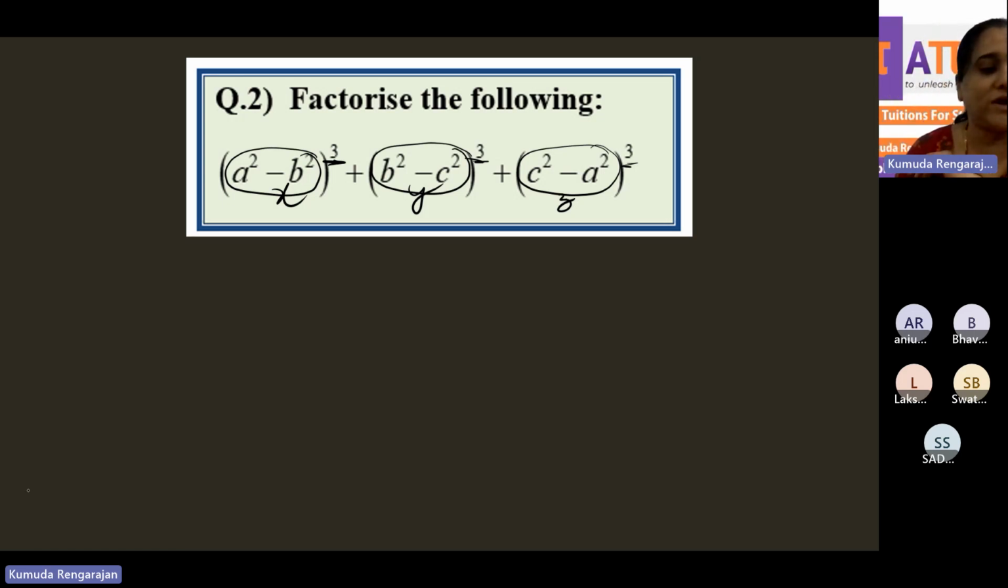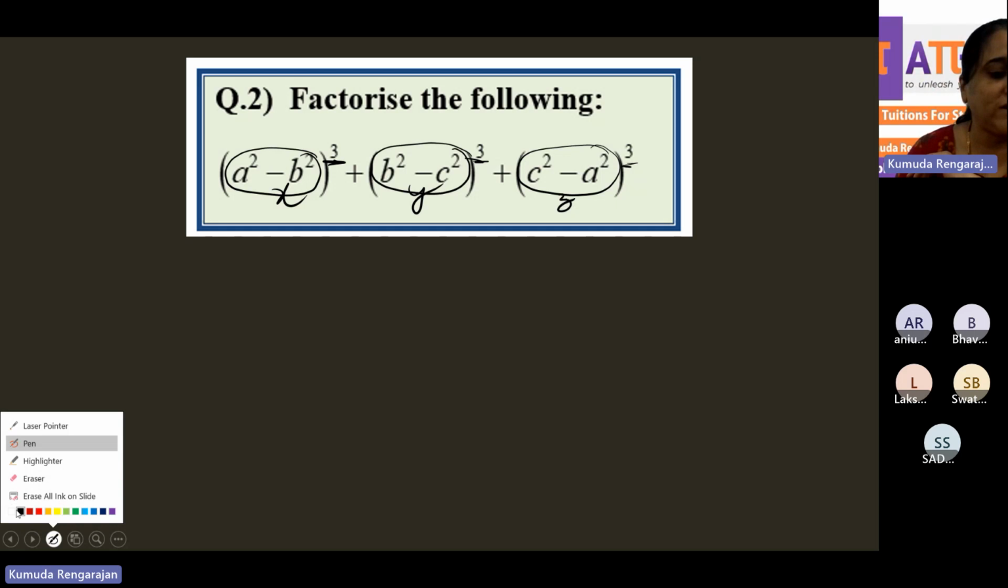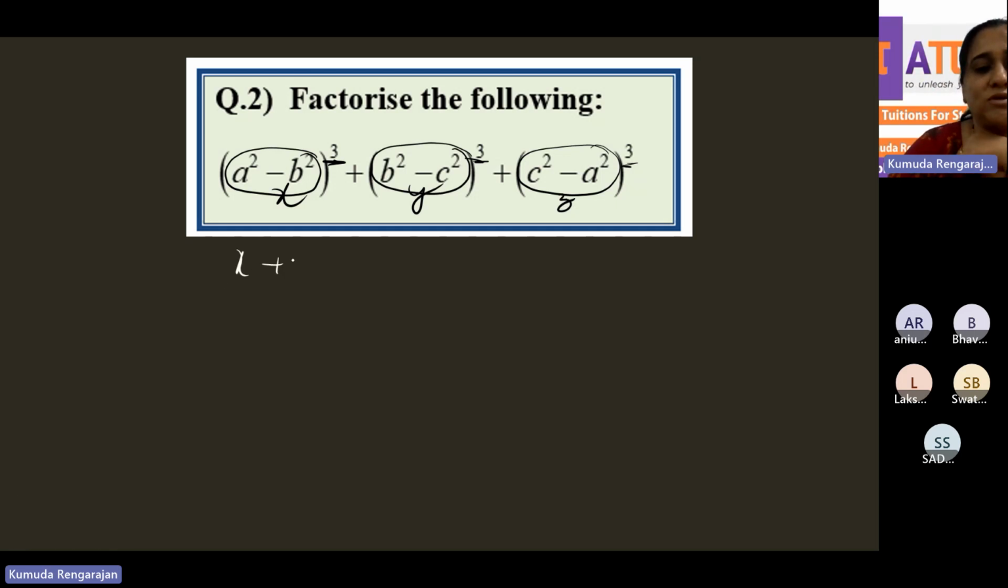So what should you first find? You must first find x plus y plus z. You understand what x plus y plus z is. You should find that, and you must get 0. If you get 0, then x cube plus y cube plus z cube is equal to 3 into x into y into z.